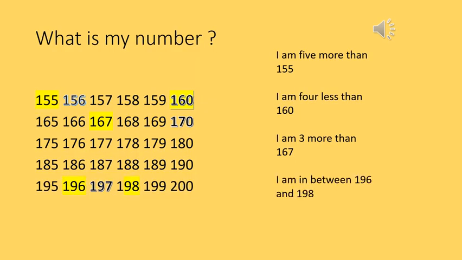In this activity, we are going to move forwards and backwards using the number grid. Let us look at the first sentence. I am 5 more than 155. Let us put our finger on the number 155. As you can see, I've shaded it yellow. Let us count 5 more, or let us move 5 forward. And the answer is 160.